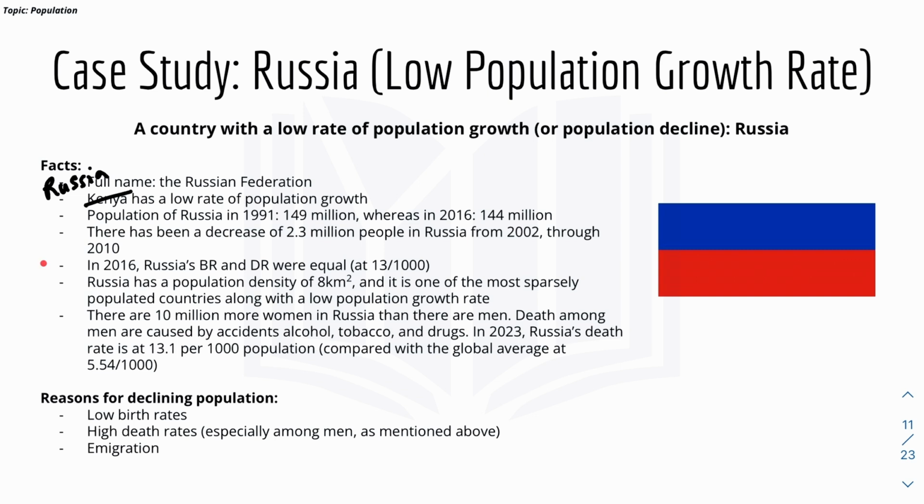And in 2016, Russia's birth rate and death rate were equal at around 13 per thousand per year. And here is some more information. And here are the reasons for the declining population in Russia. It's due to a low birth rate, high death rates, and emigration, where people move out of the country.